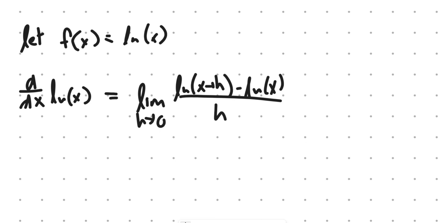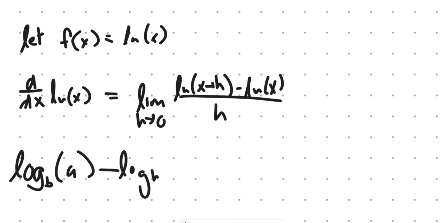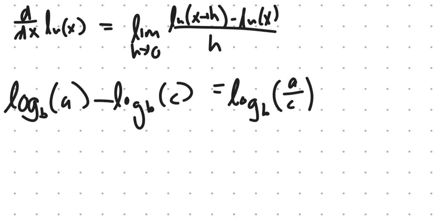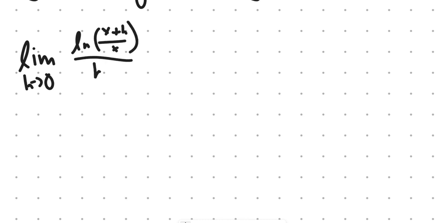Now, because of the logarithm property that the log base b of a minus log base b of c, let's say, for example, will be the quotient of those two, a and c. So it will be the log base b of a divided by c, for a and c being greater than 0. So since we have this property, we can say that it will be the limit as h approaches 0 of ln of x plus h divided by x, divided by h.